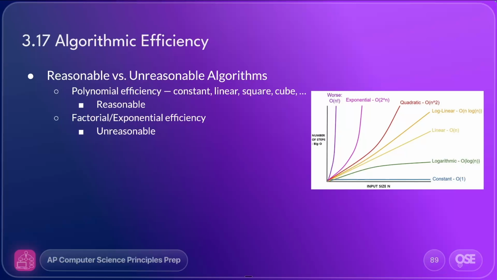The ones that are reasonable, and you're going to have to know this for the exam, are the ones with polynomial efficiency. For example, constant, linear, square, or cube. The ones that are unreasonable are factorial, as you can see here, and exponentials, because the number of steps grows really fast with the increase in input size. So for the other ones, with constant, it does not increase at all. Logarithmic increases a bit with more inputs, but for exponential, it increases dramatically with more inputs. So just remember, these ones are unreasonable, these ones are reasonable.